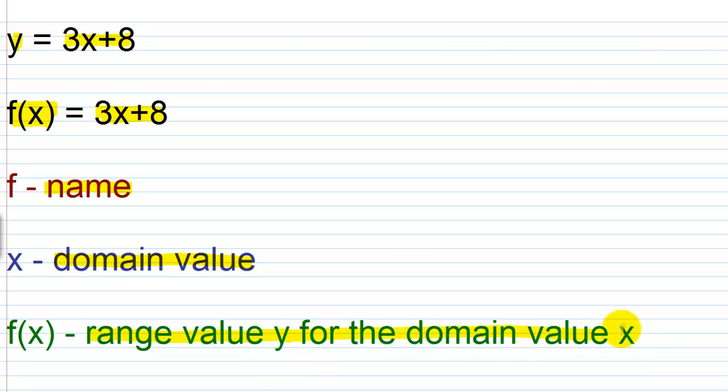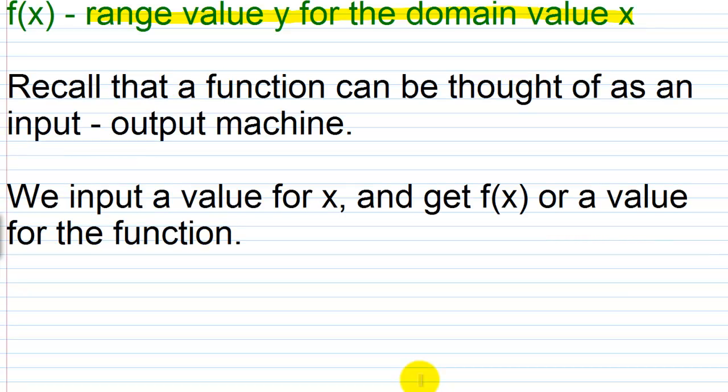Okay? So remember what a domain is. The domain is a set of permissible values that x can take on. Remember what the range is. That's the set of permissible values that y can take on, or f of x can take on. Okay, so also we want to recall that a function can be thought of as an input-output machine. So basically we input a value for x and we get f of x, or a value for the function. Okay, so that's very important.